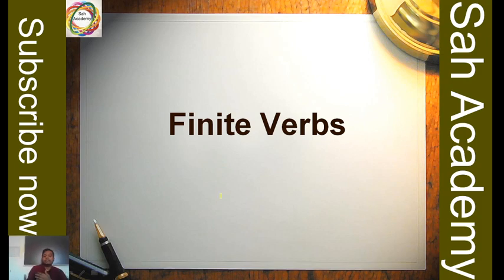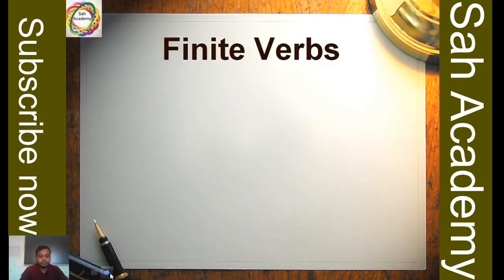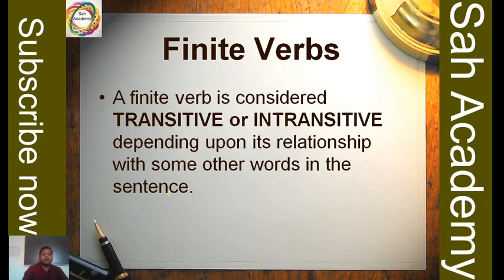Now comes the next part. So we can divide verbs into two broad categories, that is finite verbs and infinite verbs. Okay, so first we will talk about finite verbs. A finite verb is considered transitive or intransitive depending upon its relationship with some other words in the sentence. So a finite verb may be transitive or intransitive. First of all we will read about the transitive verb. After that we will continue with the intransitive verb.